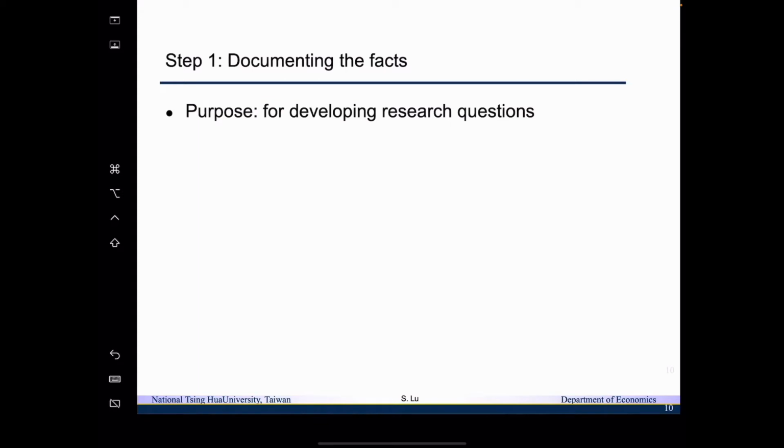So here, I want to give you two examples of how to document the facts in macroeconomics. The first graph that I want to show you is related to the rapid growth in Taiwan, and then we can continue to ask questions related to growth. The second graph I want to show you is related to wages in Taiwan, and I will show you one wage phenomenon that we observed recently and then develop a research question.